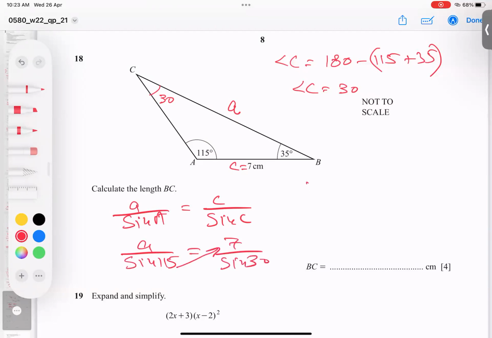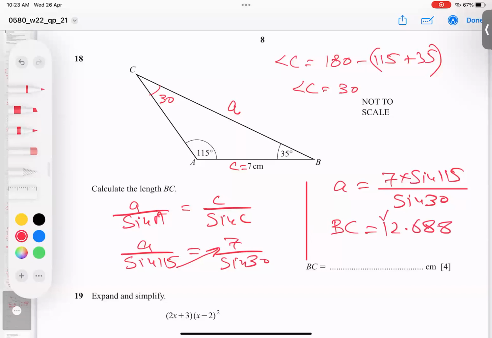So simply multiply it there, and what happens? Let's see. a equals 7 times sine 115 divided by sine 30. Okay, just a matter of typing in the calculator. So 7 times sine 115 divided by sine 30. Wait a minute, students. So my answer is coming finally 12.7. So the BC value is coming 12.688. But I don't want decimals, so 12.7 is my final answer. And I believe this point is very, very clear.